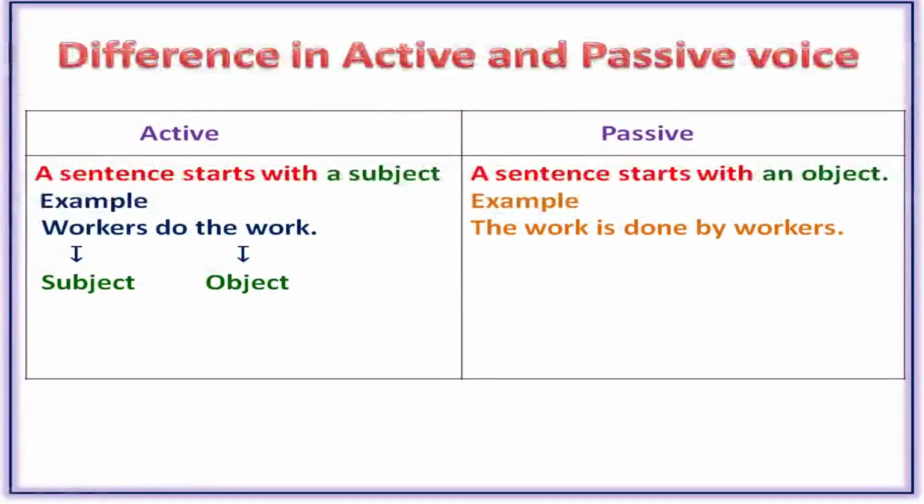Differences in active and passive voice. Here is an active voice and passive voice sentence given. Example: workers do the work. Here, workers are the subject and work is the object. Same in the passive voice: the work is done by the workers. Here, work is the subject and workers are the object.